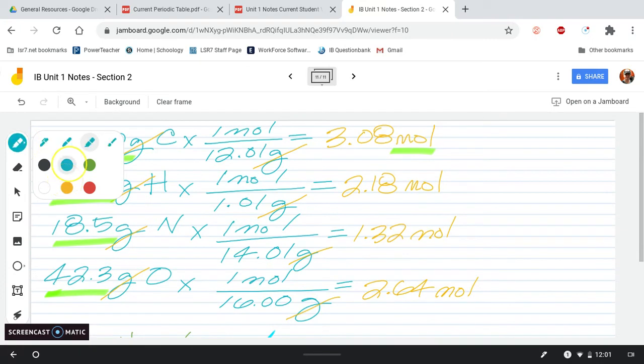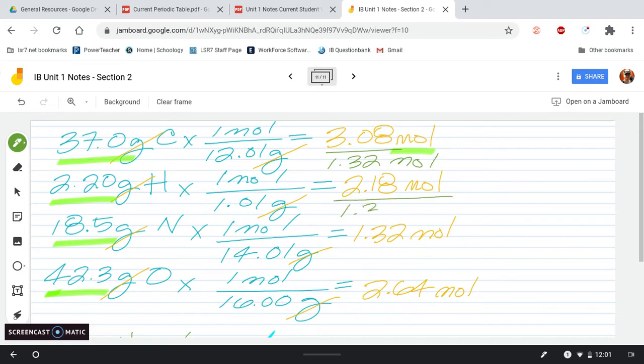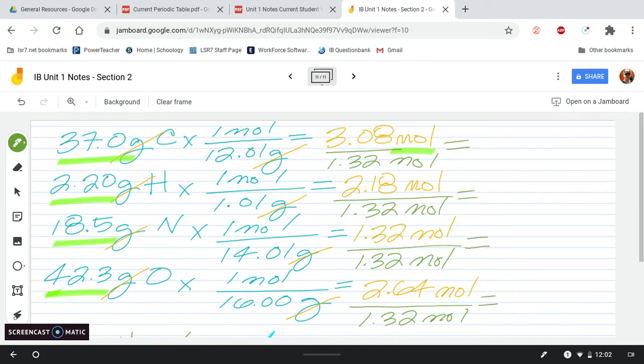Okay, so I'm going to go ahead and do that real quick. I'm going to divide them all by the smallest, and the smallest is the 1.32. So that's going to be divided by 1.32 moles, and then you'll see that the moles would cancel there. 1.32 moles, and you get the picture. Off we go. All right, now you guys can go ahead and run that through your calculator, see the answers that you get, pause it, and then I'm going to write in what I got.